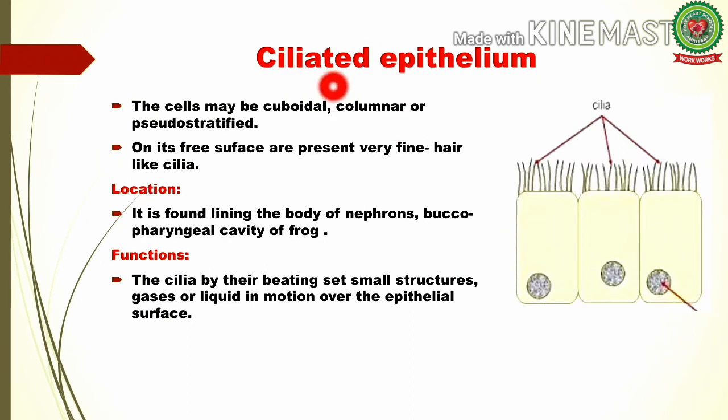Now students, what is ciliated epithelium? In ciliated epithelium, the cells may be cuboidal, columnar or pseudostratified. On its free surface are present very fine hair-like cilia. Here you can see cilia present on its surface. If we talk about location, it is found lining the tubules of nephrons, buccopharyngeal cavity of frog. Functions of ciliated epithelium: the cilia by their beating set small structures, gases or liquids in motion over the epithelial surface.